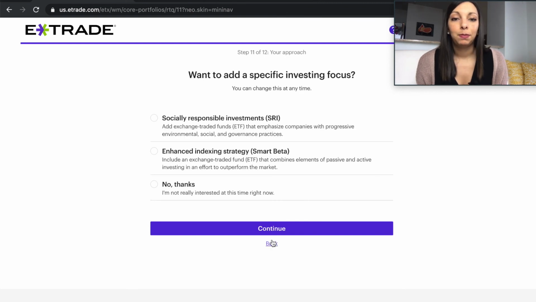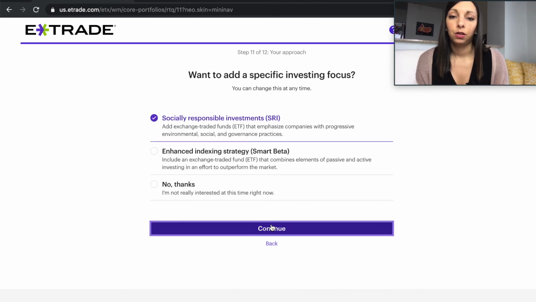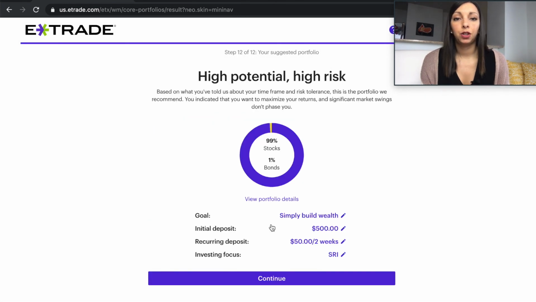Okay, want to add a specific investing focus? Yeah, why don't we look at this one? Socially responsible investing. That sounds great. High potential, high risk. I knew my answers would come out that way because that's how I was answering the questionnaire, but this is going to look different for everybody.